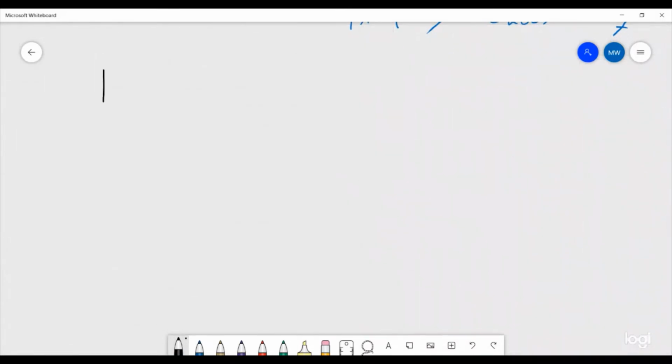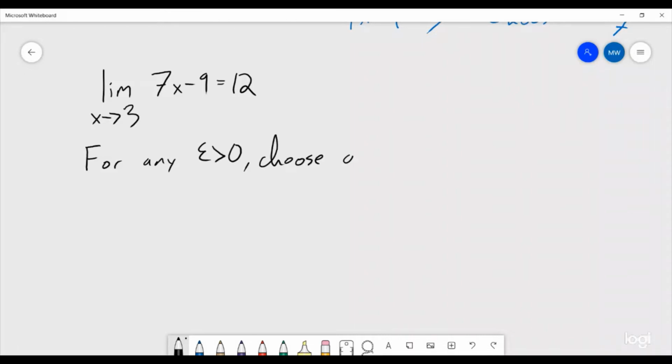So we are trying to show that the limit as x goes to 3 of 7x minus 9 is equal to 12. So we would start our proof by saying for any epsilon greater than 0, choose delta equal to epsilon over 7. All we have to do is show that for any epsilon there exists a delta. So by saying delta is this, that is showing that there exists a delta. We now just have to show the rest of this proof.